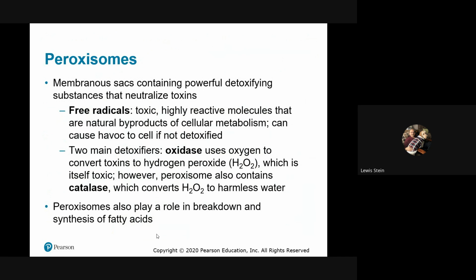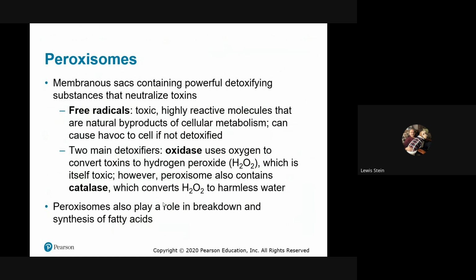We have enough of these peroxisomes to cope, and other mechanisms to cope with it, as long as we don't go over the top. What you're going to find out is that these highly reactive molecules are a natural byproduct of any oxygen utilization system in any organism. And havoc is a good word, if they're not detoxified. They are the most toxic.